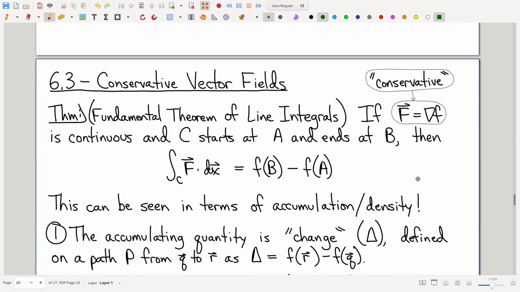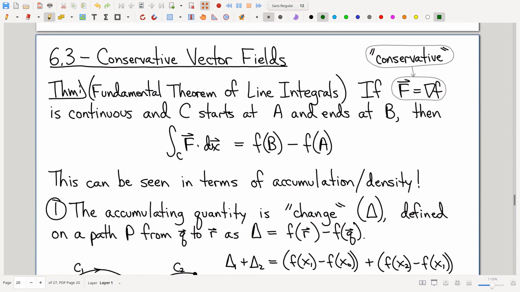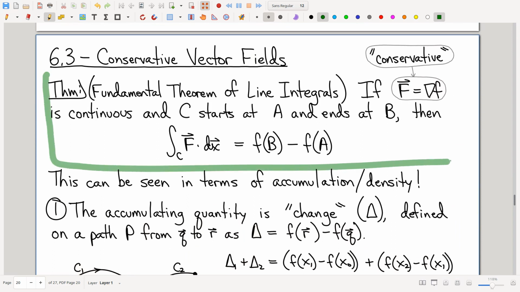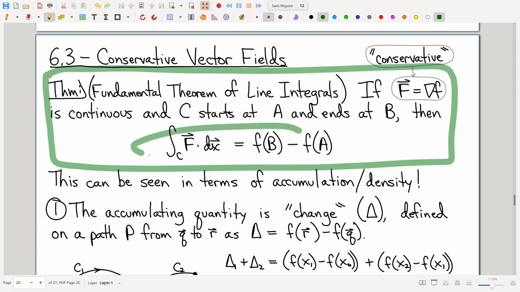Accumulation theorem number 5. New theorem right here at the start of 6.3. By the way, the book doesn't do the topics in 6.3 in the same order that I do. There's always different points of view, and that's fine, whatever. I like to start with this. It's called the fundamental theorem of line integrals. You can see the punchline right there.